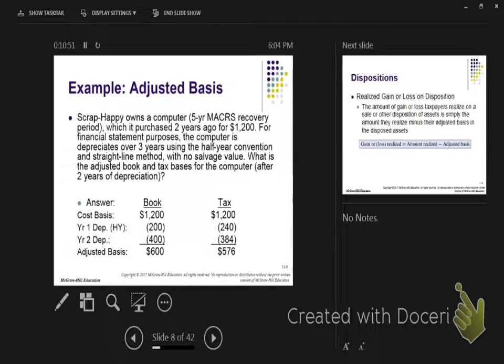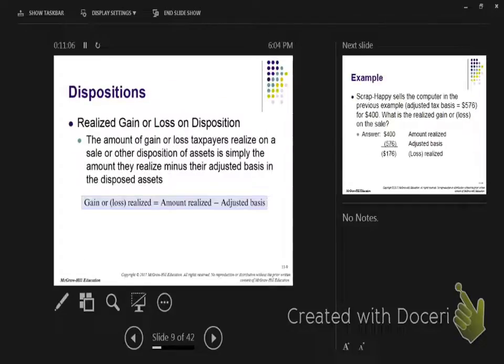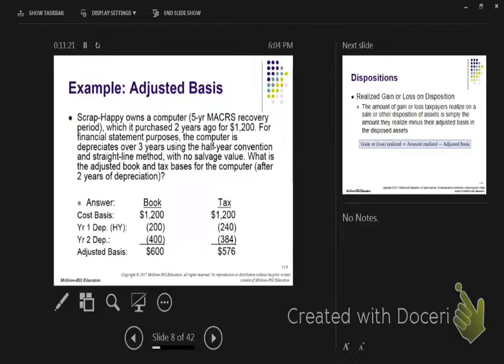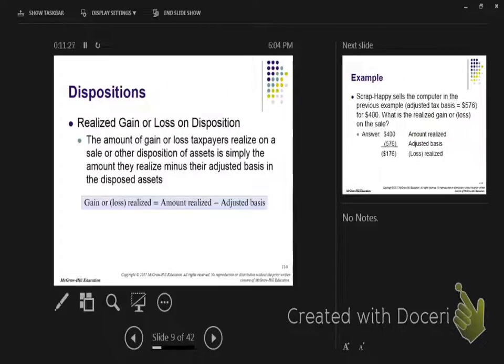So it's not just what we bought the equipment for, we have to take away what we've benefited from. Our adjusted basis has gone down because we've taken a tax benefit from using it. So if we look at now our gain, that is the amount realized minus the adjusted basis. What did we realize minus our adjusted basis? So our adjusted basis in Scrap Happy was how much? Let's use the tax basis, 576. So we got to figure out what did we realize.